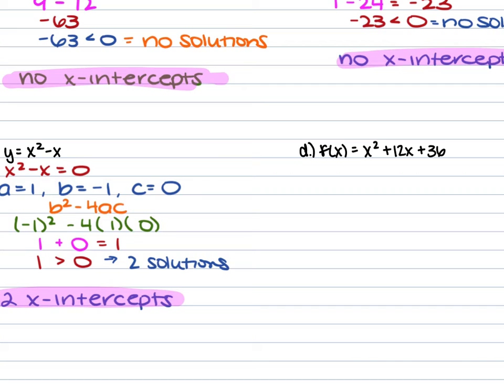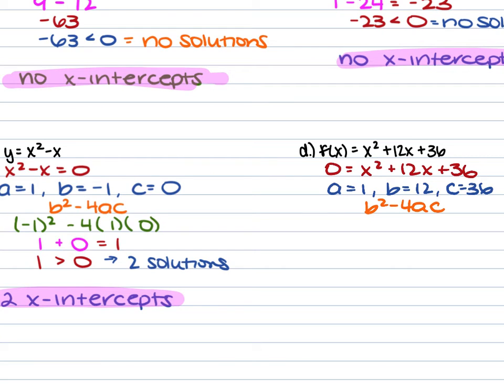For example D, we have f of x is equal to x squared plus 12x plus 36. For this one, again, we're going to turn the f of x into 0. So we're going to have 0 is equal to x squared plus 12x plus 36. Our a is 1, b is 12, c is 36. Use your discriminant. Plug these values in. So we're going to have 12 squared minus 4 times 1 times 36.